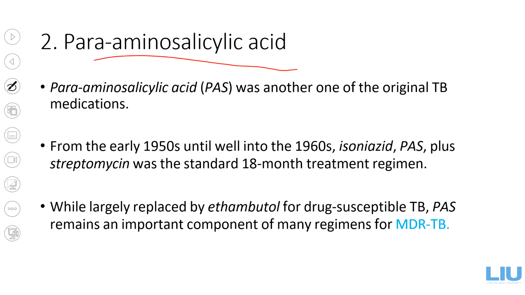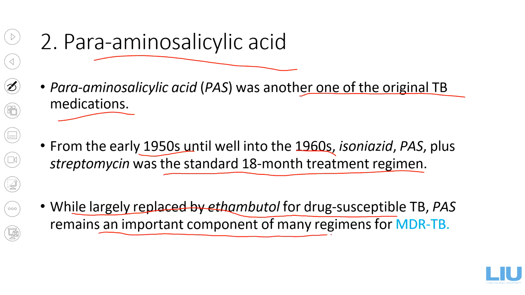Para-aminosalicylic acid, another one of the drugs used for tuberculosis from the early 1950s until the 60s. It was used as a standard 18-month treatment regimen, largely replaced by ethambutol for drug susceptible cases, but remains an important component of many regimens for the resistant. In the case of resistance, of course, makes sense. We've said all that already, nothing new here.